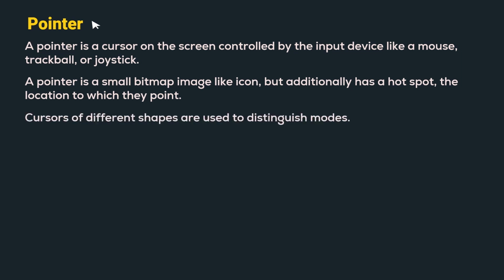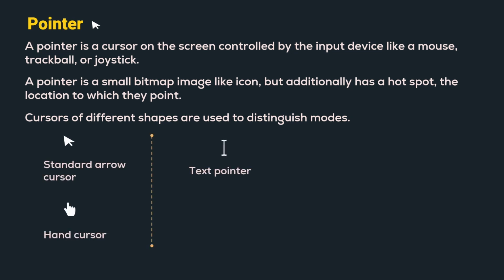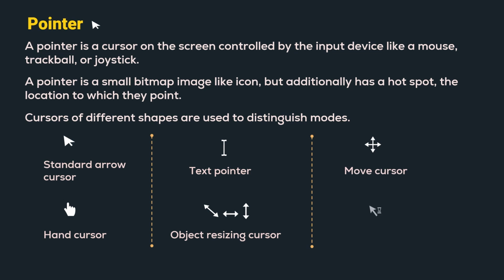Cursors can take different shapes and are used to distinguish different modes. Below are some of the examples. A standard arrow cursor, a hand cursor, a text pointer, object resizing cursor, move cursor, and busy cursor are some of the examples.